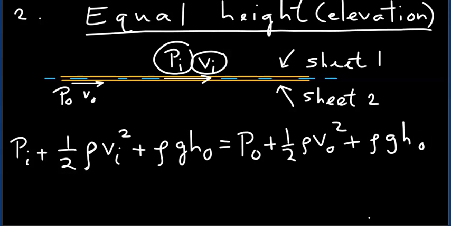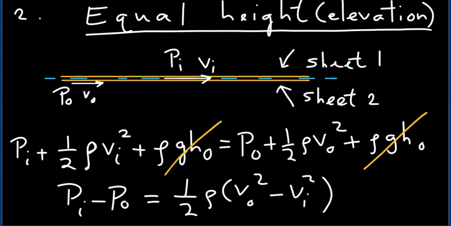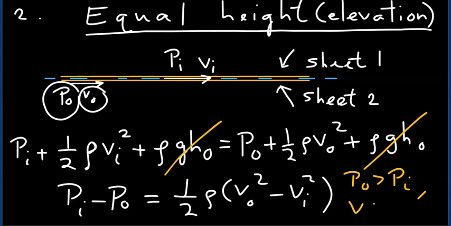So you see that the potential energy terms will get cancelled, and rearranging the terms, you get the following result. What this equation is saying is that the region with the higher pressure would have a lower speed, and vice versa. As you can obviously see from here, if P naught is greater than Pi, then vi must be greater than v naught.